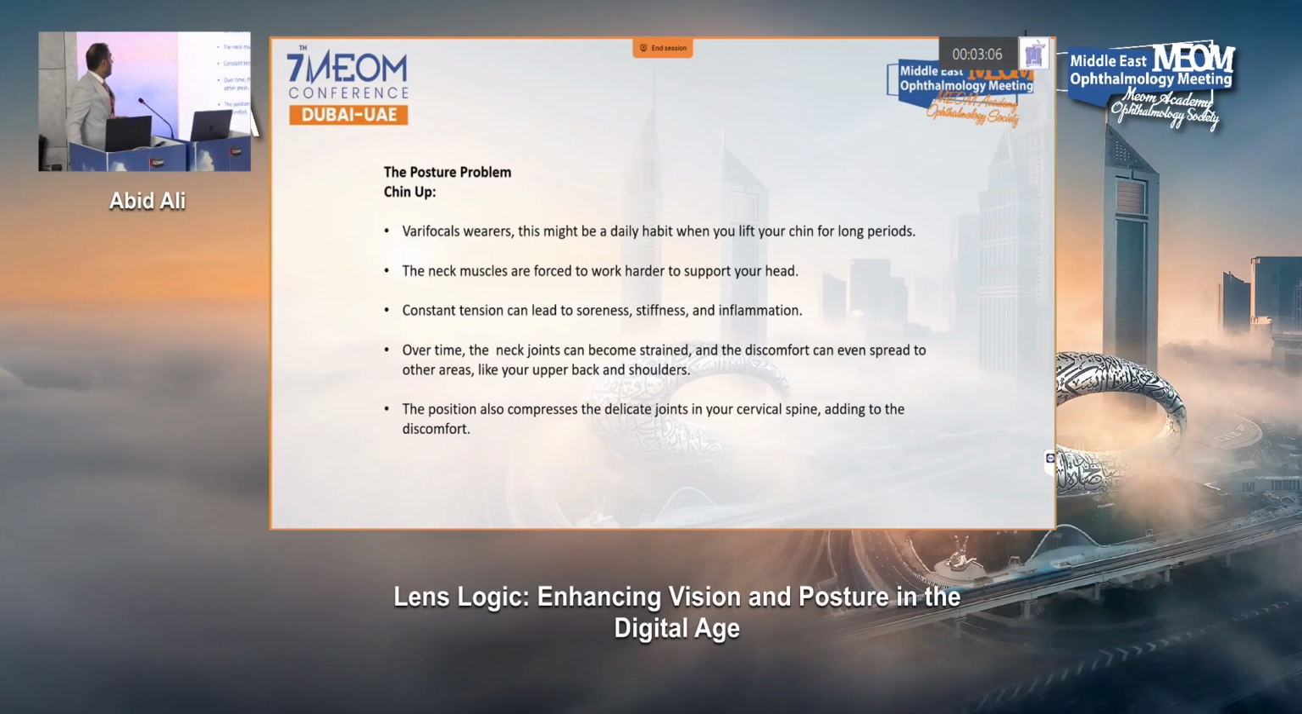So the posture problem, especially the chin up, is the most common one in progressive users. They keep their chin up for a long time to support the head. The neck muscles are forced to work hard to support your head, and the constant tension can lead to soreness, stiffness, and inflammation. Over time, the neck joints can become strained, and the discomfort can spread to other areas like the upper back and shoulders. The position also compresses the delicate joints in your cervical spine, adding to the discomfort.